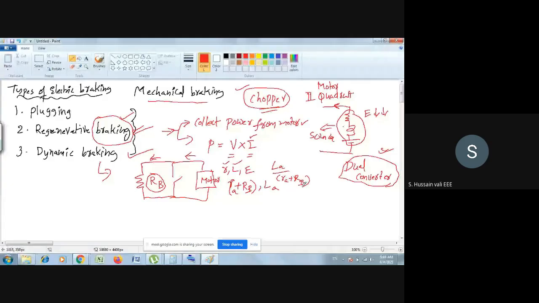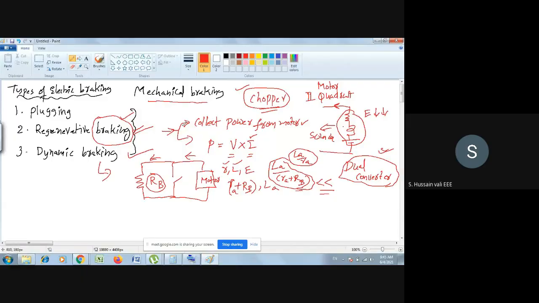Now you see, because of the presence of RB, for example, if you don't have RB, then it is LA by RA. Now compare LA by RA with LA by RA plus RB. When you have an external resistance, this time constant is lesser. Time constant being lesser means the response is faster, it takes lesser time.